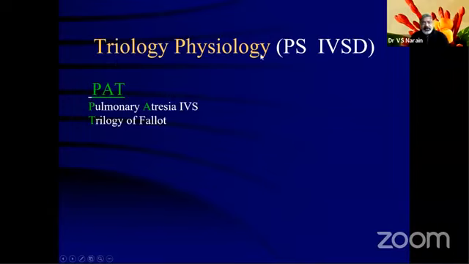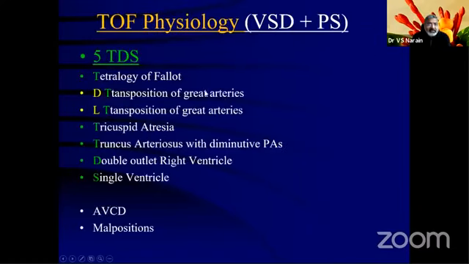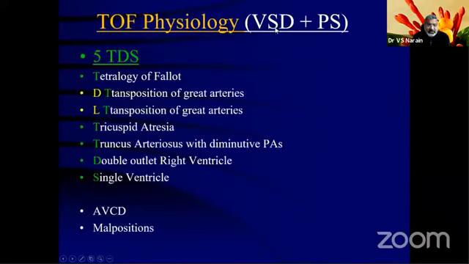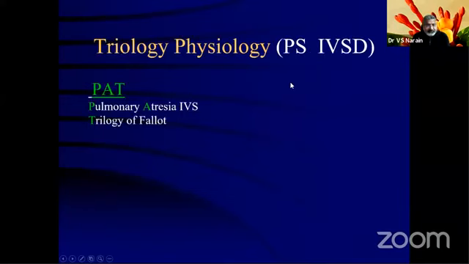Now, as far as trilogy physiology is concerned, the mnemonic is PAT: pulmonary atresia, intact ventricular septum, and trilogy of Fallot. So in trilogy physiology, you have pulmonary atresia and intact ventricular septum. Here the reversal is not through the ventricular septum, it is through the atrial septum. So trilogy physiology is PAT, and tetralogy physiology, VSD-PS, is 5 TDs. So easy to remember. Intact ventricular septum, trilogy physiology, PAT; ventricular septum, tetralogy physiology, 5 TDs.